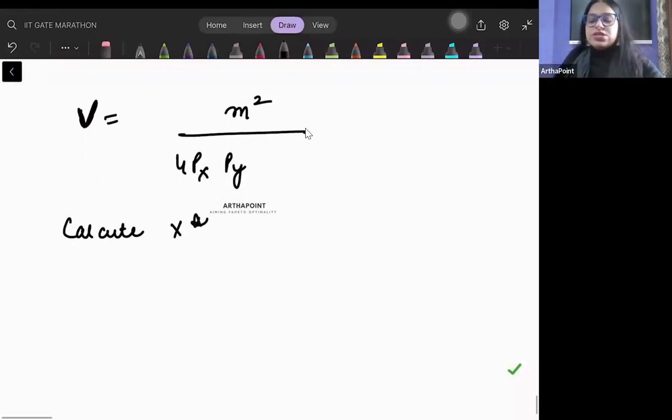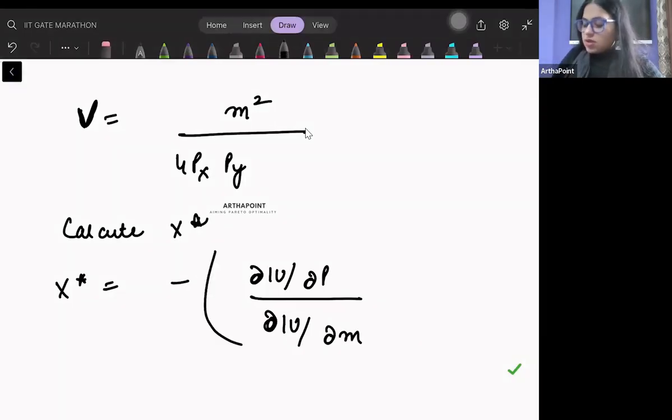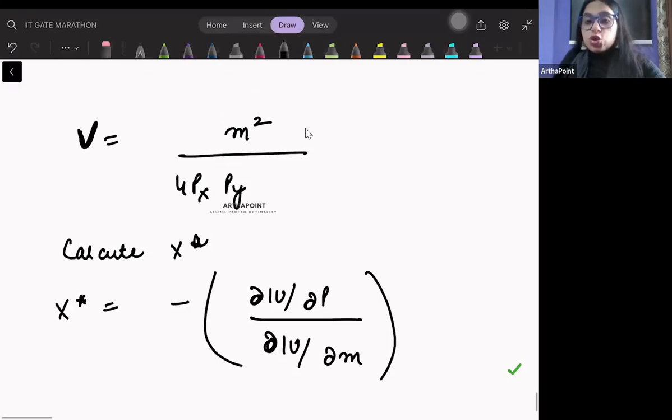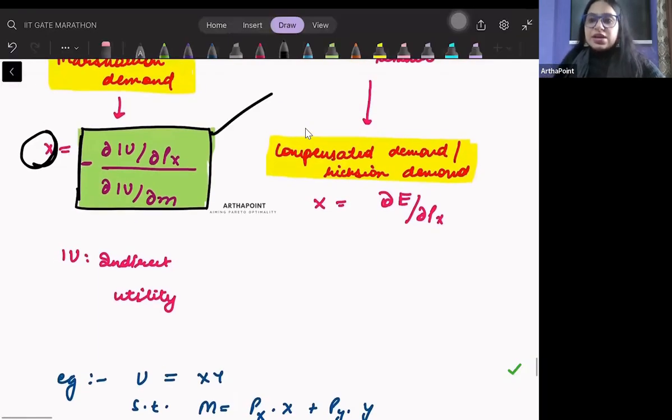Then you have to apply Roy's identity. तो Roy's identity ने क्या बोला कि x star will be minus: differentiate indirect utility with respect to px, divided by differentiate indirect utility with respect to py, differentiate indirect utility with respect to income, and put a negative sign. This is what Roy's identity is saying. So you have to directly go ahead and apply this Roy's identity and get the answer for x.